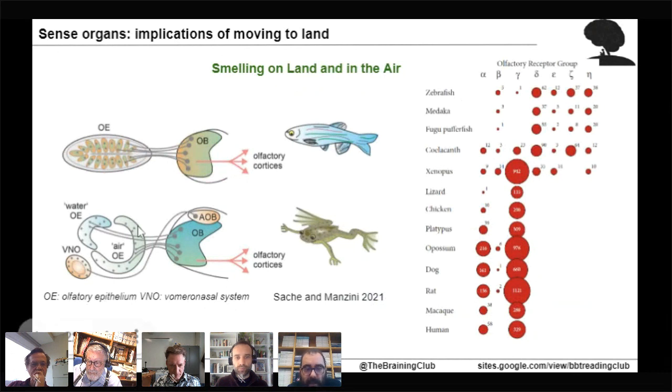As a result, early tetrapods were capable of using negative pressure to pull air or water into this epithelium, increasing odorant delivery. Also, tetrapods and lungfishes possessed a vomeronasal system, suggesting that this vomeronasal epithelium also arose at the onset of air breathing. Interestingly, alpha and gamma families of olfactory receptors greatly expanded with the invasion of land, while other families of receptors were completely lost.